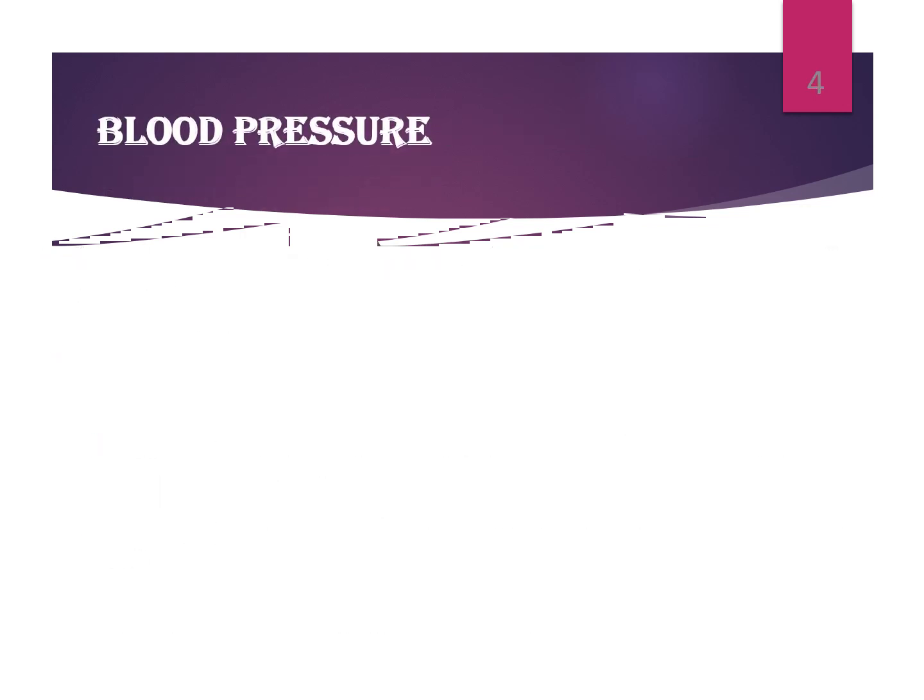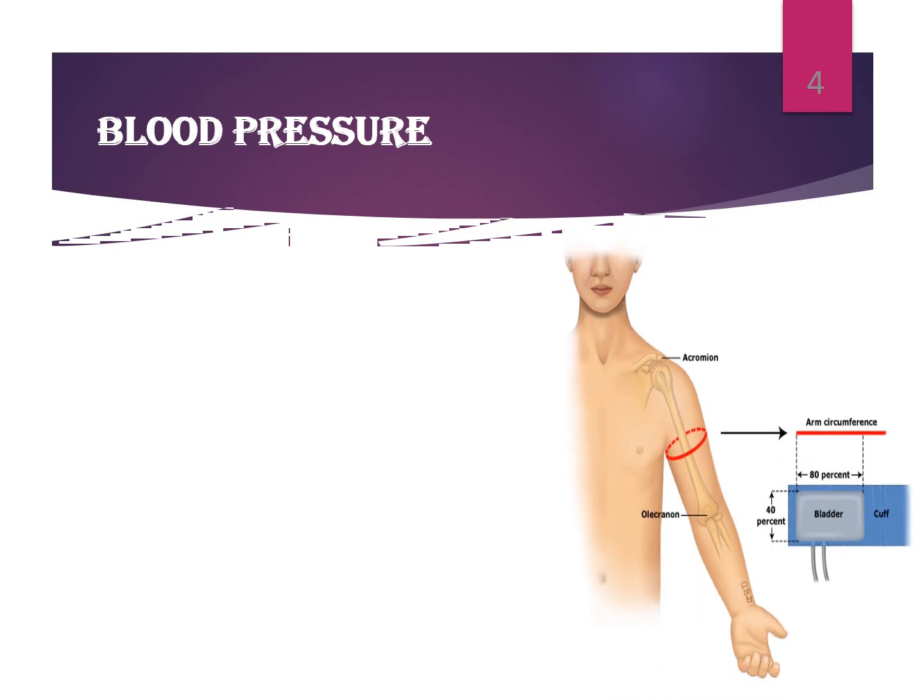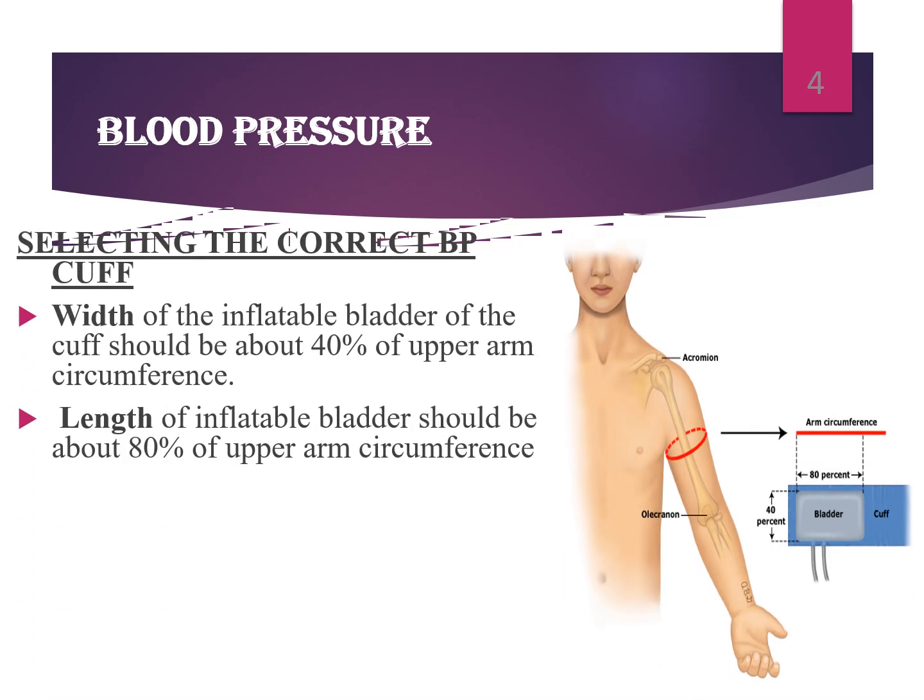One of the things that we have to do when we do a cardiovascular examination is measuring the blood pressure. When we measure blood pressure in children, we have to select the correct BP cuff size. The width of the inflatable bladder of the cuff should be about 40% of the upper arm circumference. As you see in the image, the width of the inflatable part of the bladder of the cuff should be about 40% of the upper arm circumference, whereas the length of the inflatable bladder should be about 80% of the upper arm circumference.